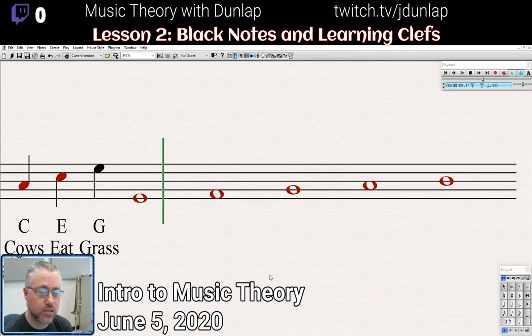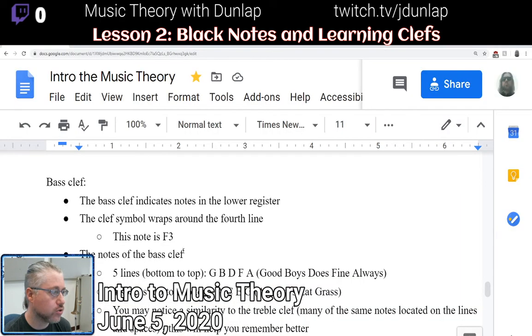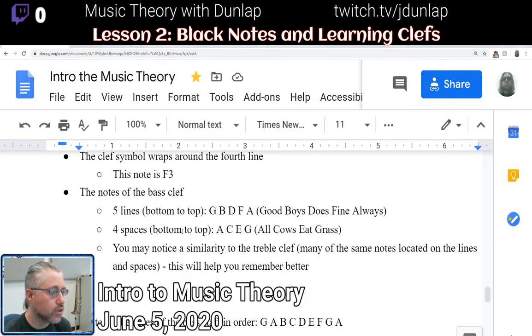And now it's time for the homework assignment. So we go back to the Google Doc. What we talked about is the 5 lines of the bass clef. Bottom to top are G, B, D, F, A. Good boys do fine always. 4 spaces, bottom to top: A, C, E, G. All cows eat grass.